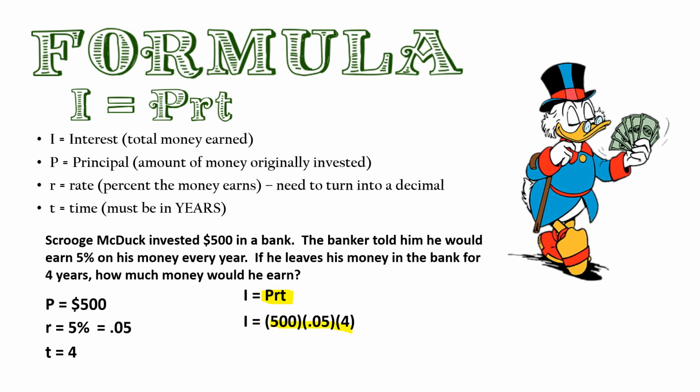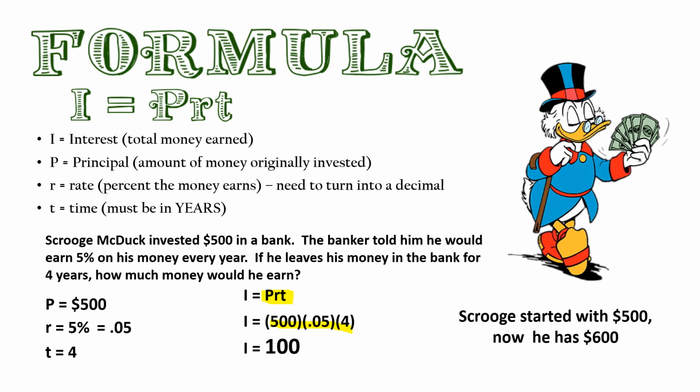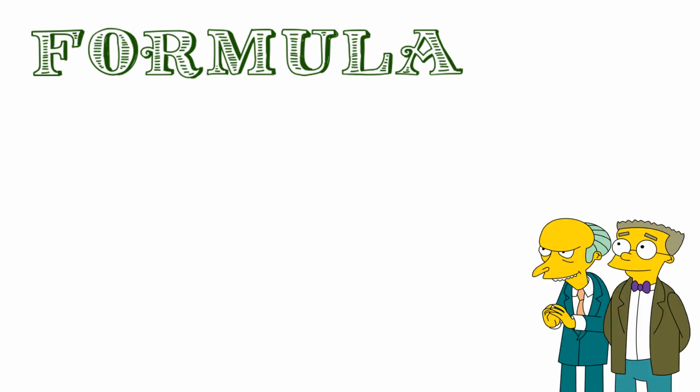Again, I'm okay if you use a calculator. You don't have to. You can multiply it out. But if we multiply 500 by 0.05 times 4, you're going to see that that equals $100. So that means over 4 years, on top of the $500 Scrooge McDuck put in the bank, he's going to earn $100 for just letting his money sit there. That means now he has $600. He started with $500, he put it in the bank, left it there for 4 years. Now he has $600.